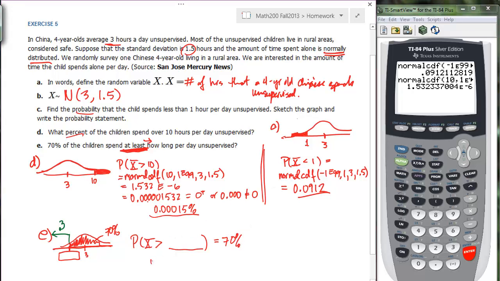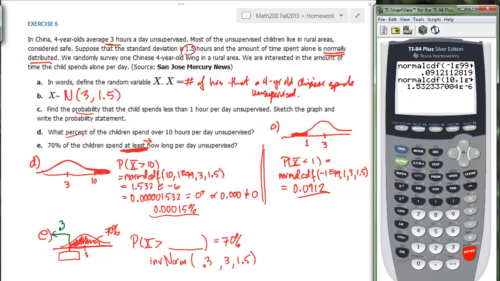Now to find this number, we will use the calculator's inverse norm function, which looks for the area to the left, comma the mean, comma the standard deviation. So the area to the left, remember, is 0.3. Inverse norm in our calculator can be found using the second function in vars. The third option is the inverse norm. The area to the left is 0.3. The mean is 3. The standard deviation is 1.5.